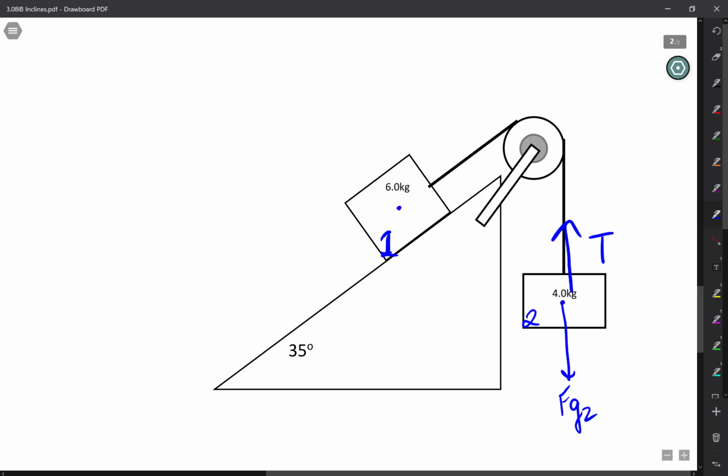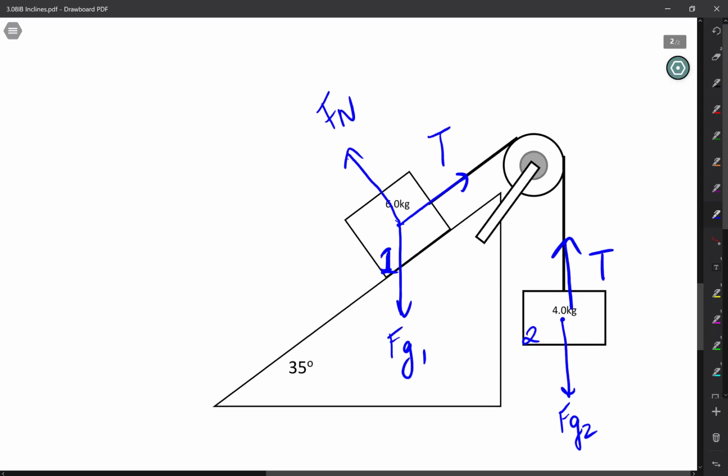On the 6 kilogram block, you have the tension acting on this guy. Based off of inclines, you know that there's a normal force acting on this. And you know that there's also a force due to gravity acting on this one as well. I'm going to call it Fg1 because it's the weight of mass number 1. So here we got the free body diagram.